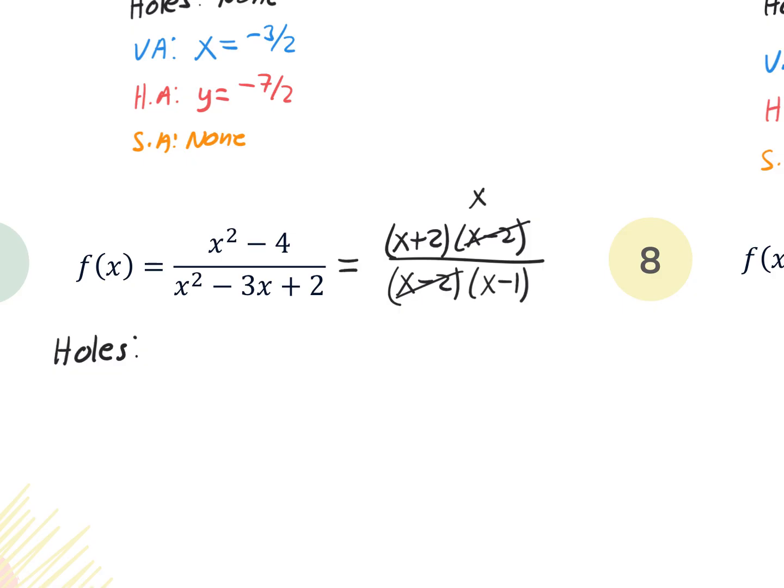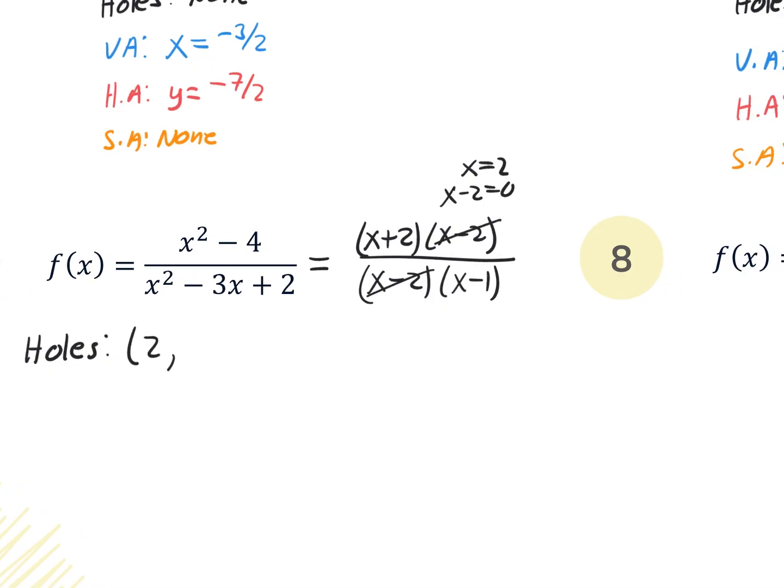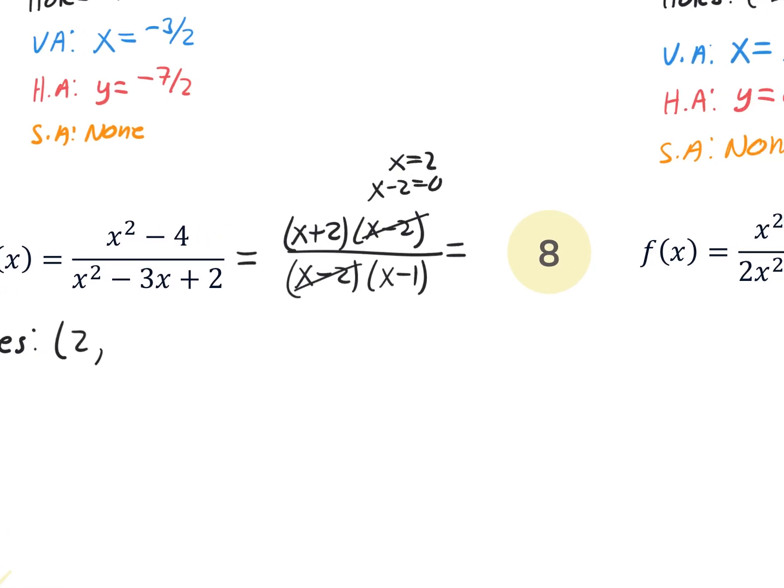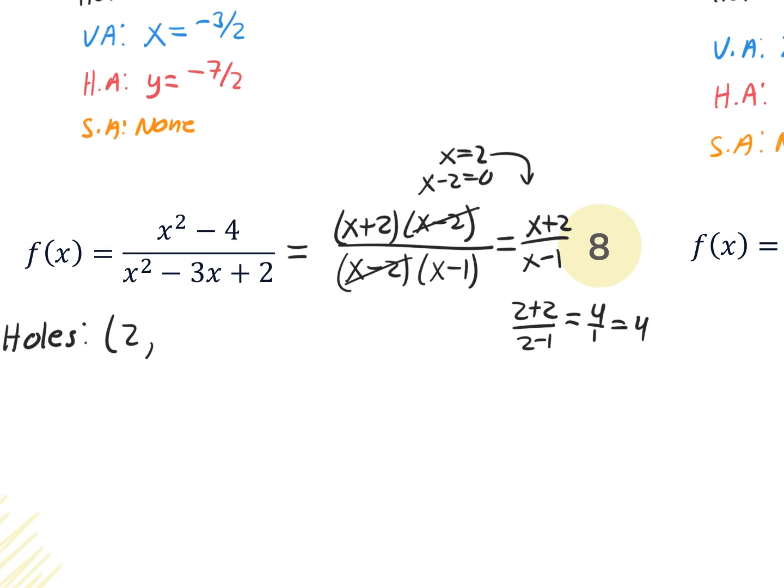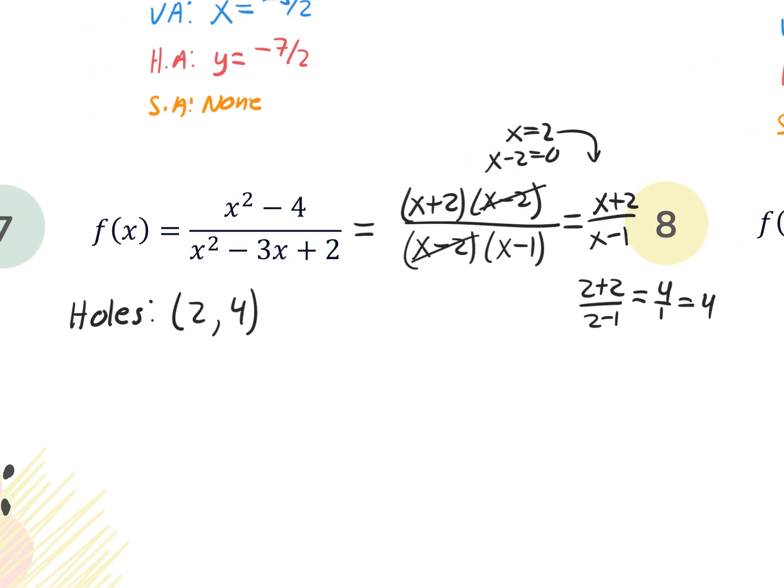And at the value that canceled out, if you do x minus 2 equals 0, then I get x equals 2. All right, so I know it's going to be 2 comma something. To figure out what that something is going to be, plug it into the simplified expression, x plus 2 over x minus 1. I'm going to plug in 2 there, and that's going to get me 2 plus 2 over 2 minus 1, which is 4 over 1, so 4. So I'm going to have a hole at 2 comma 4.